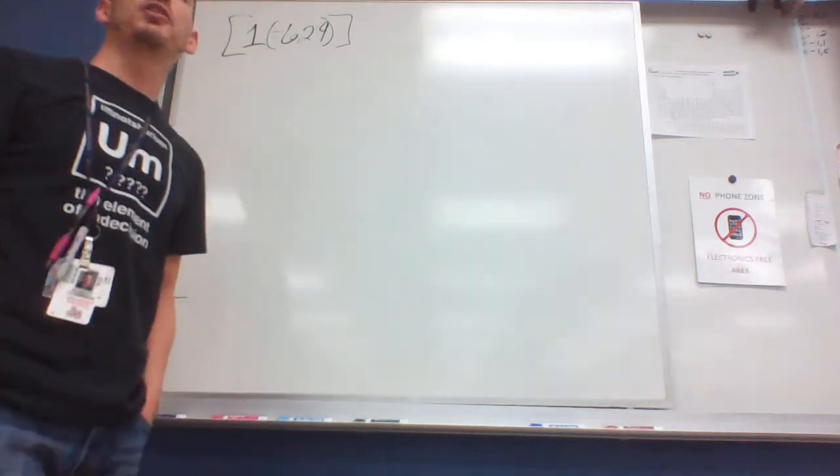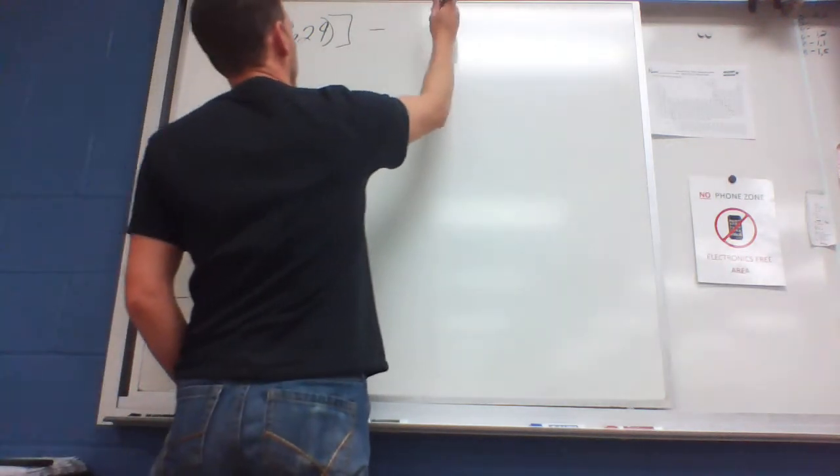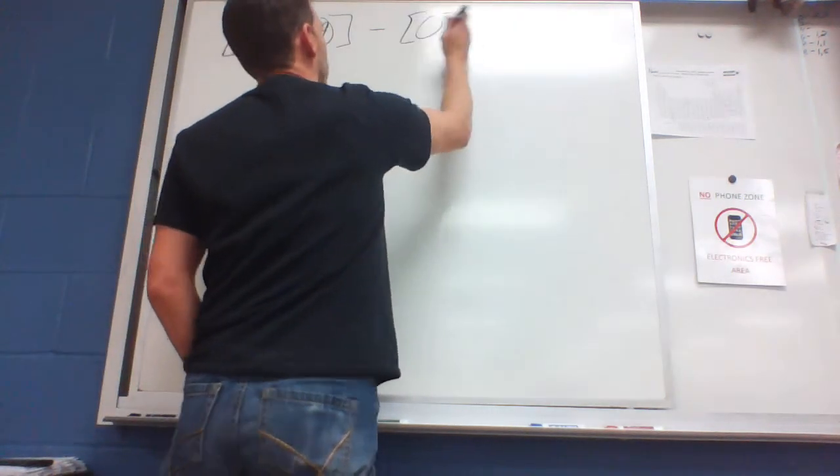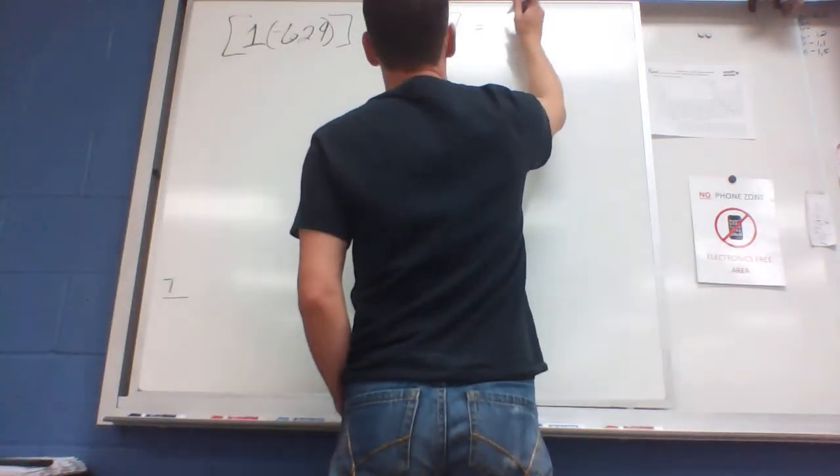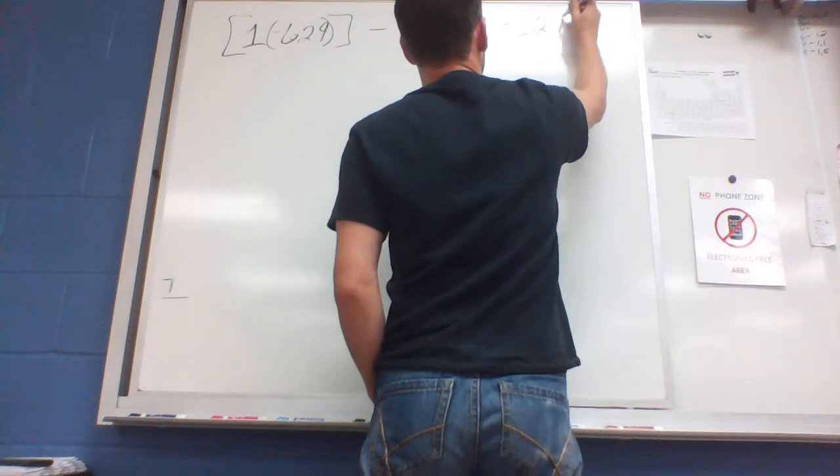All right, and what do you notice about the reactants in this problem? Zero. Yeah, G is like H. Free elements are zero. So look here, we've got negative 629 is my answer.